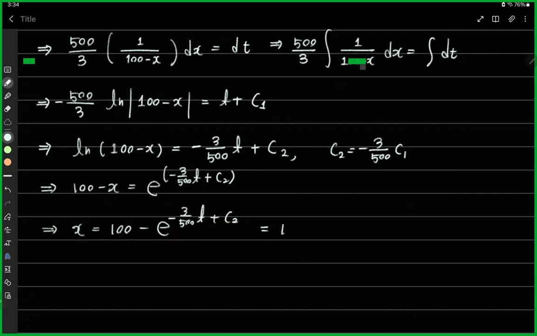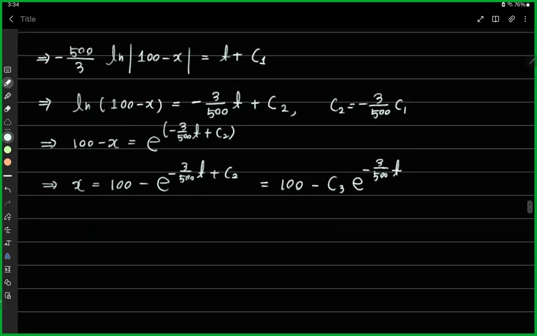This is equal to 100, and I'll just decompose that exponential term: 100 minus c3 times e to the minus 3 over 500 t. And here c3 is what? It's e to the c2.